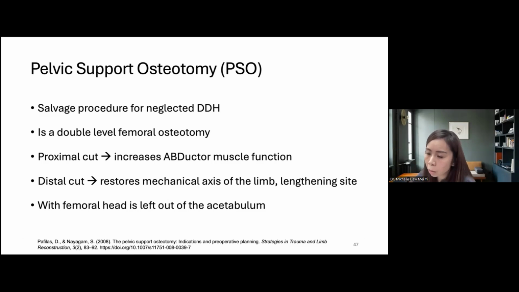So by the time the child, who is now in their late teens, presents to clinic, they complain of pain at the hip or even the lower back.